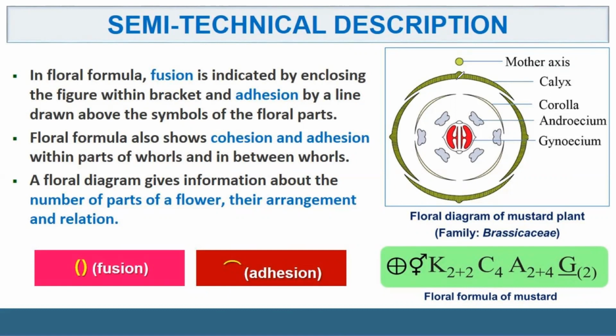Floral formula also shows cohesion and adhesion within parts of whorls and in between whorls. The floral diagram gives information about the number of parts of a flower, their arrangement and their relation. Now here, what does this bracket indicate? Here, if you go with the gynoecium, in a single ovary there are two locules. So two locules is for this, and within the same ovary, that's why the bracket sign is used.